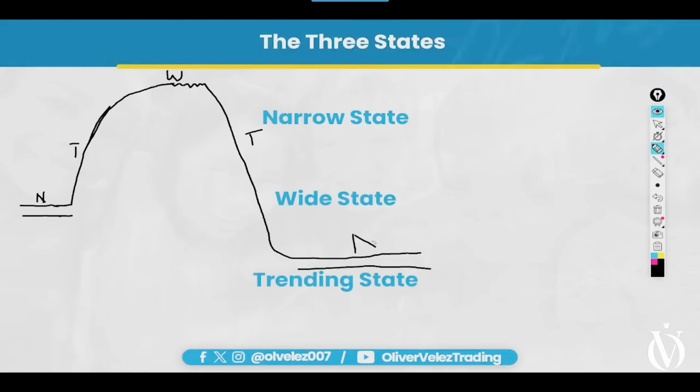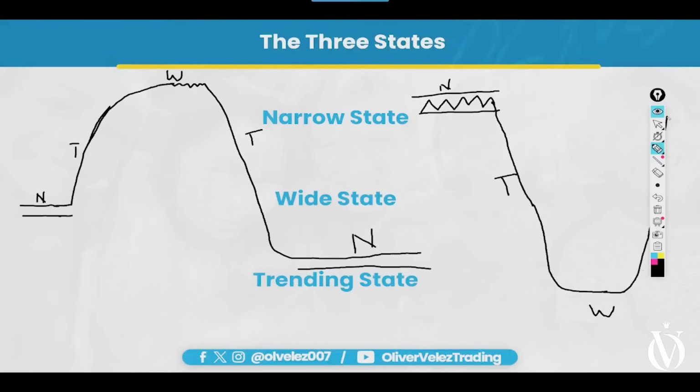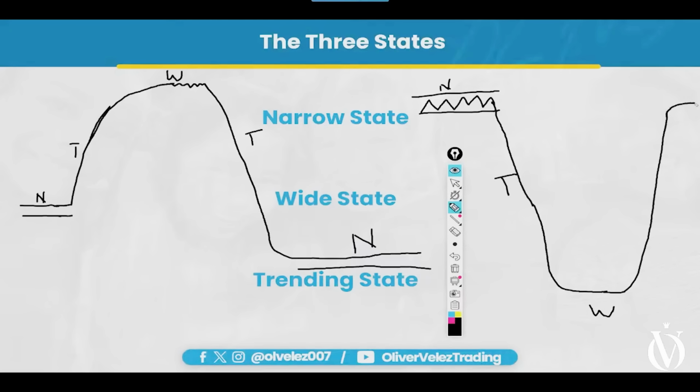Now we're back to narrow. Now let me draw this on the other side. You might be narrow, a quiet market, narrow. Then your stock might drop and start trending, until it gets to a wide state, and it might move back up, let me get this out of the way, to do narrow again. You see? So sometimes your move from narrow to wide is up. Sometimes your move from narrow to wide is down.